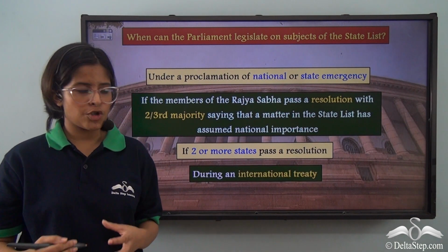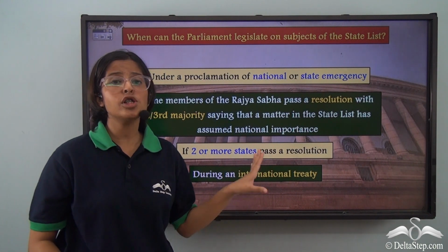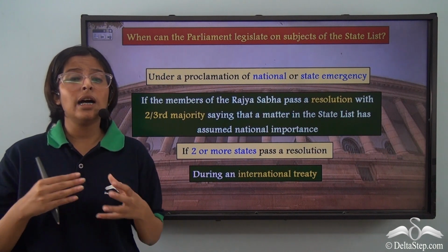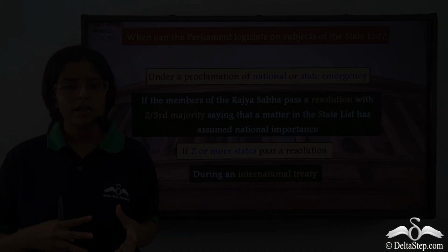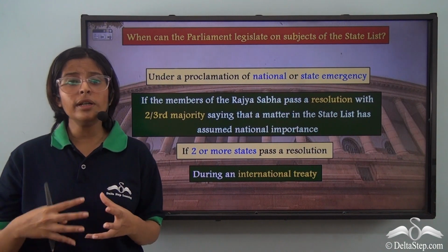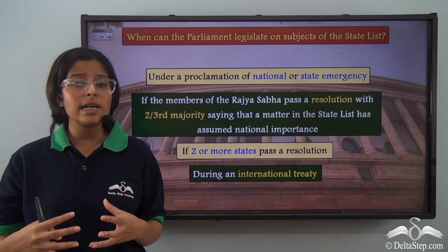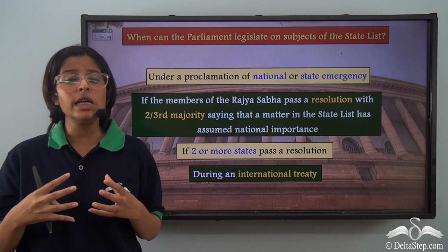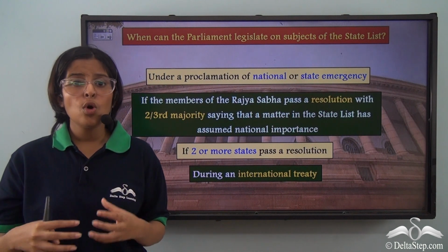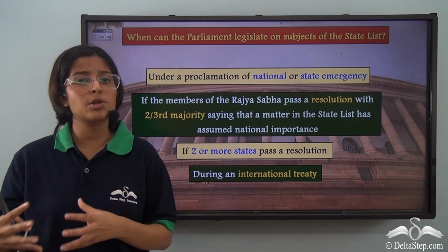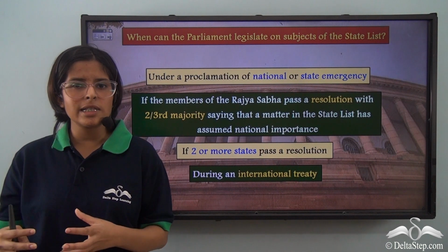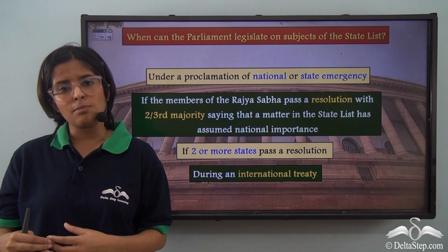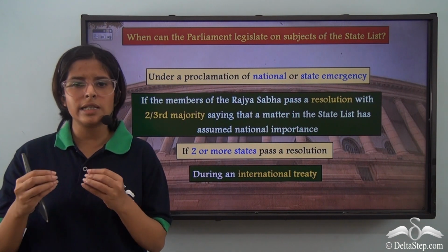And the last situation can be during an international treaty. What happens during an international treaty is an agreement between two countries. So here it is important that the interests, ideas and laws of the entire nation have to be represented and not of the individual states. So when there is an international treaty between two countries, the union legislature, that is the parliament, gets the chance to legislate on a subject which is initially under the state list.